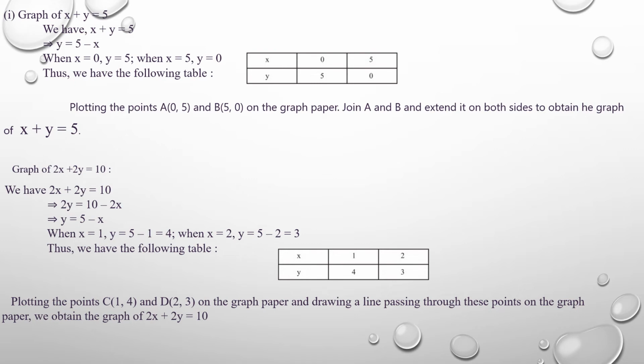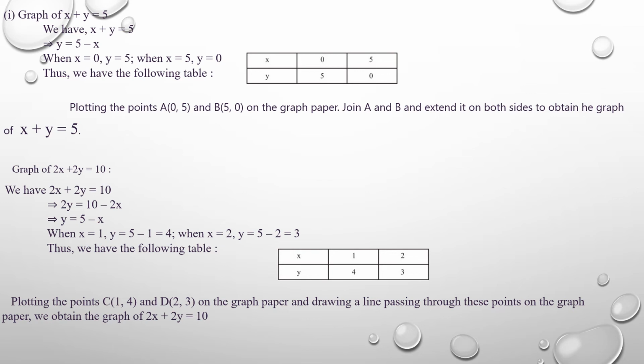So first we take the first equation, x plus y equal to 5. We can write this equation as y equal to 5 minus x. So the solution table: when we put x equal to 0 in the equation y equal to 5 minus x, we get y equal to 5. And when we put x equal to 5 in the equation y equal to 5 minus x, we get y equal to 0. Now we plot these points on the graph and extend the line on both sides to obtain the graph of x plus y equal to 5.